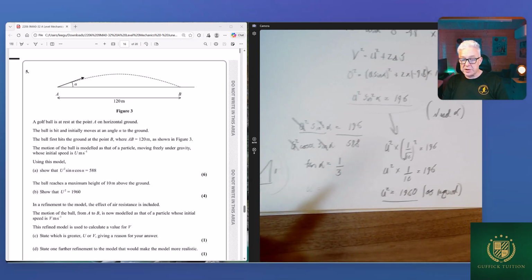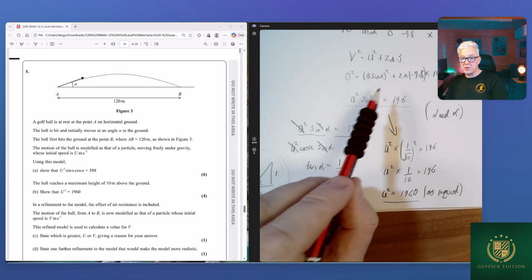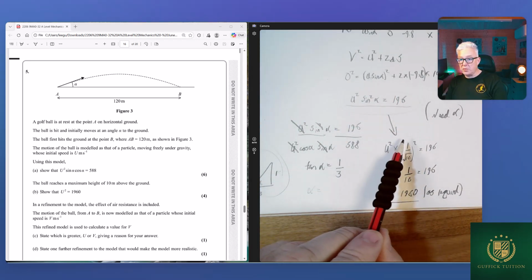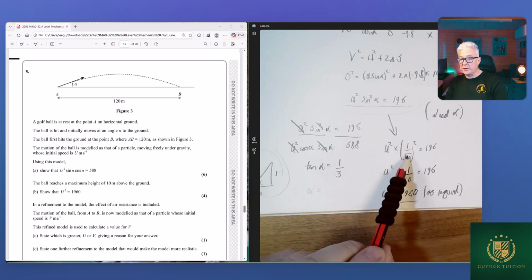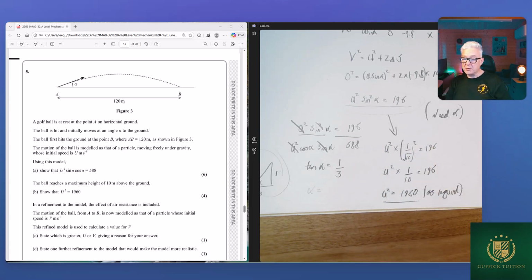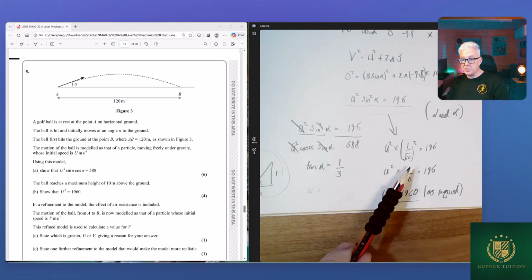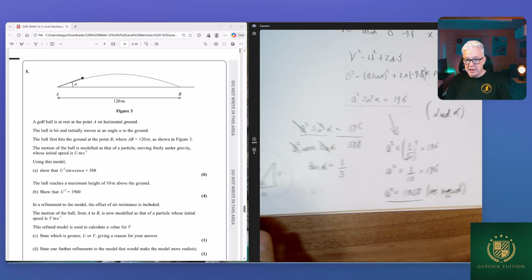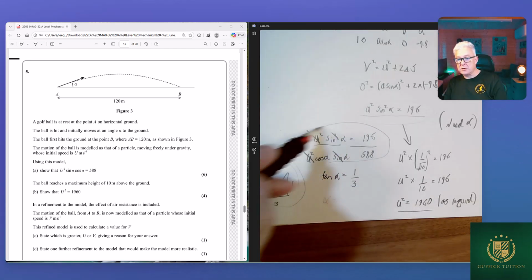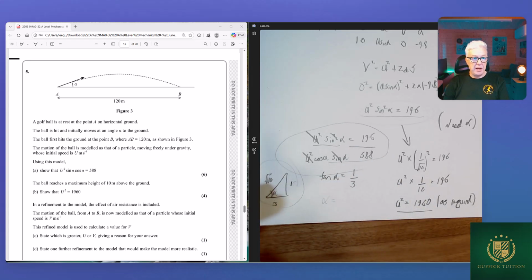So that's enabled us to finish the question off now, because we now know that sine alpha is 1 over root 10. So u squared sine squared alpha is u squared times 1 over root 10 squared equals 196. So that's u squared times 1 over 10 is 196. Therefore u squared is 1960, as required. So not easy, and the idea of dividing those two equations by each other was the key there, but I do think that's a little bit tricky.